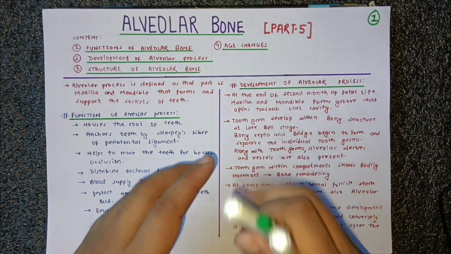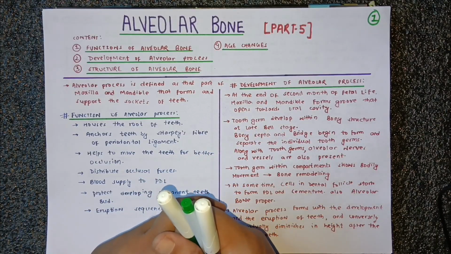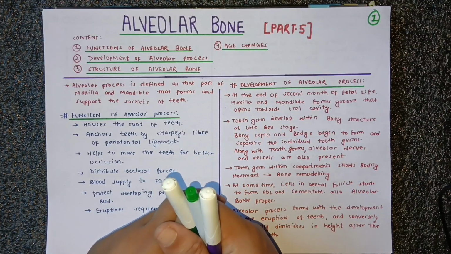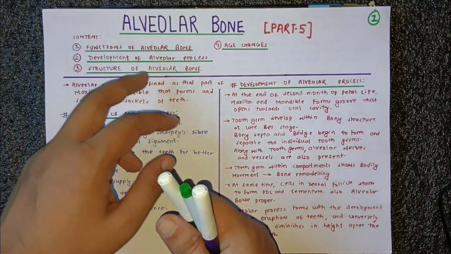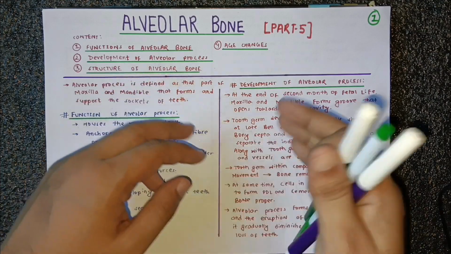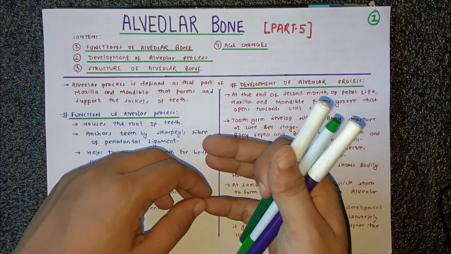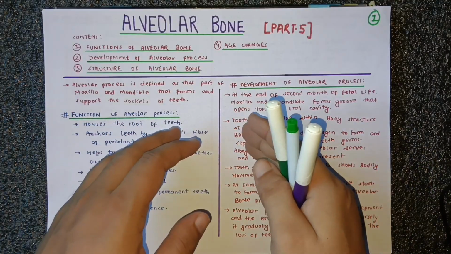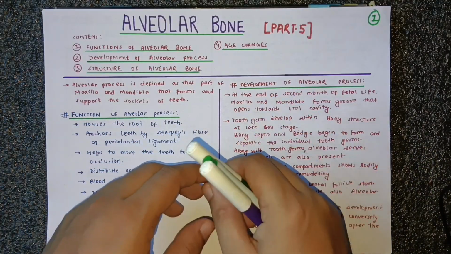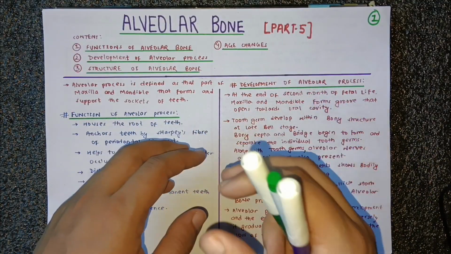So this is part 5 of the alveolar bone videos, and in this video we will be discussing the remaining topics of the alveolar bone. The topics remaining are the function of the alveolar bone, development of the alveolar process, structure of the alveolar bone, and the age changes. This video will be dedicated fully to the alveolar bone, as that is the chapter name.